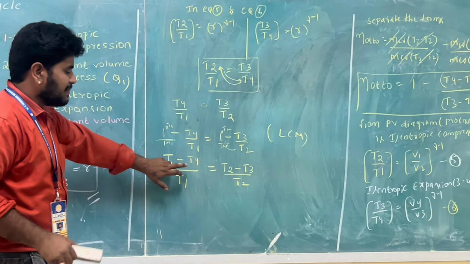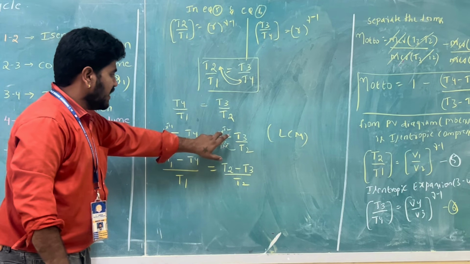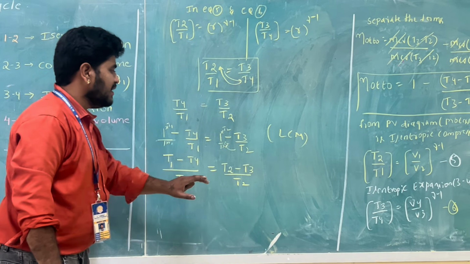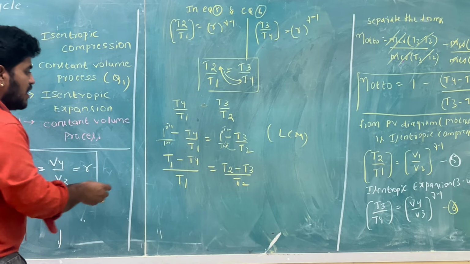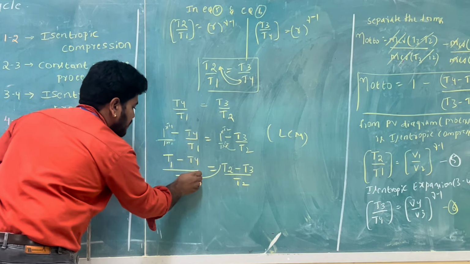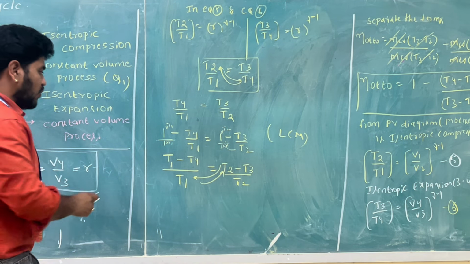1 into T1 is (T1 minus T4) divided by T1. Similarly, here 1 into T2 is (T2 minus T3) divided by the LCM, which is T2. Now what I will do is, on cross multiplication, this will come down and this will go to the numerator. So now what do I get?